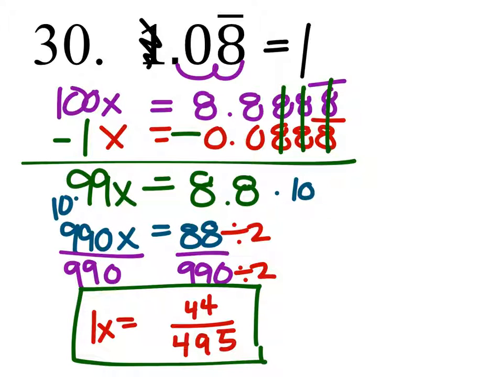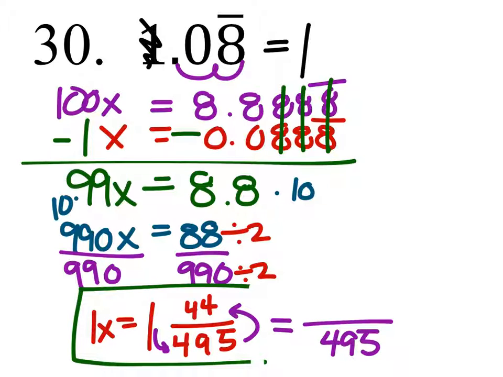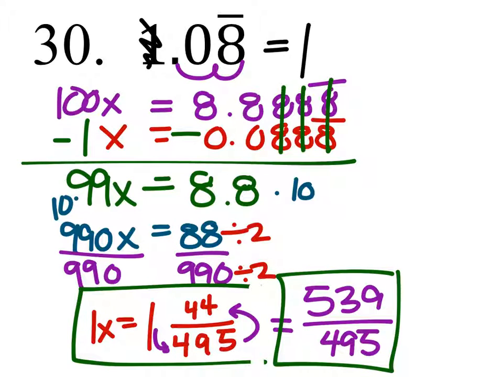Oh yeah, so let me actually put that back in there, right? Now, we don't want mixed numbers either, so that means we need to change this into an improper fraction. So I got 1 times 495 plus 44. It's still out of 495. So, it's 539. That would be the improper fraction, which is really what we want.